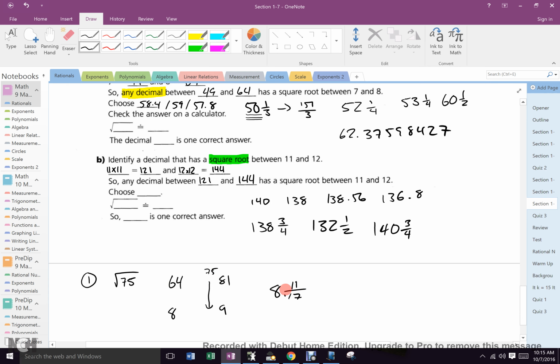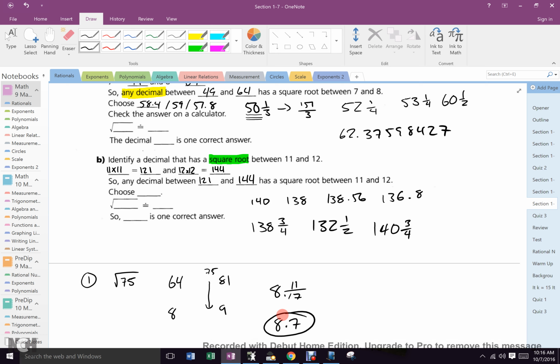That's a little bit more than half, isn't it? So I need a decimal a little bit more than half. What's my decimal? What's the decimal of half? 0.5. I need to be a little more than 0.5. So what would you say it is? 0.7. 8.7. There's your guess. Got it?